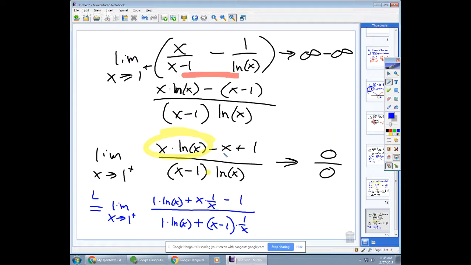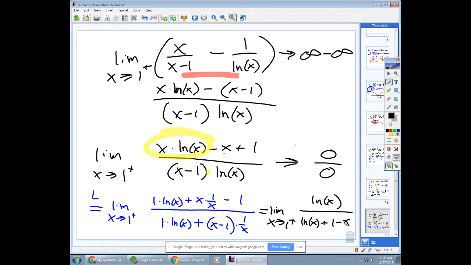The derivative of 1 is 0. So this becomes, I'm gonna pick a new color, the limit as x goes to 1 on the right side. In the numerator, I just have the natural log of x. In the denominator, I get the natural log of x plus 1 minus x. You still can't plug in 1. So let's see, if I try to plug in 1, I get 0 on the top and 0 on the bottom.